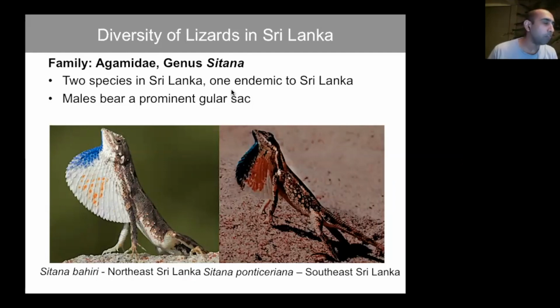So these are found along the coastal regions in the dry zone of Sri Lanka, and sometimes they might extend their range into the interior of the country, but so far are only known from the dry zones of the country. Easy to see them in the coastal regions, and they're extremely fast running lizards, very difficult to catch.